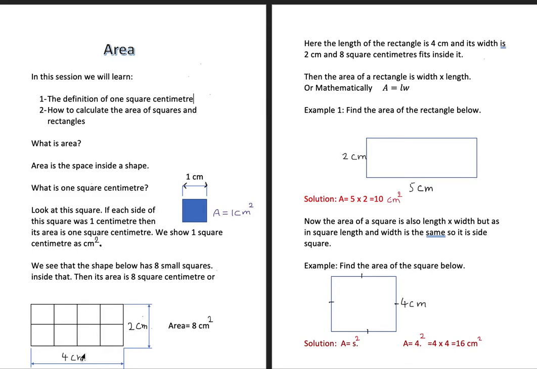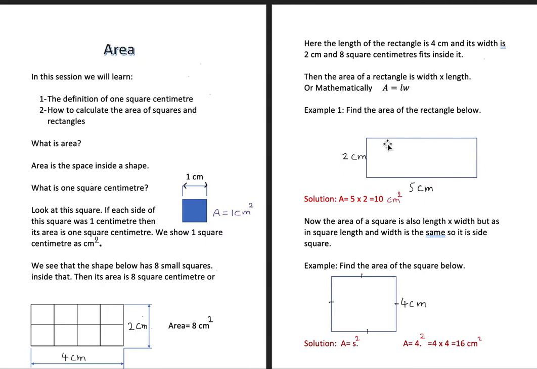So that leads us to the fact that for any rectangle, if I times its length by its width, in this case 4 times 2 will give me 8, which is equal to the number of squares I can fit in. So then that will be the area of this rectangle. So the formula for the area of a rectangle is its length times its width.